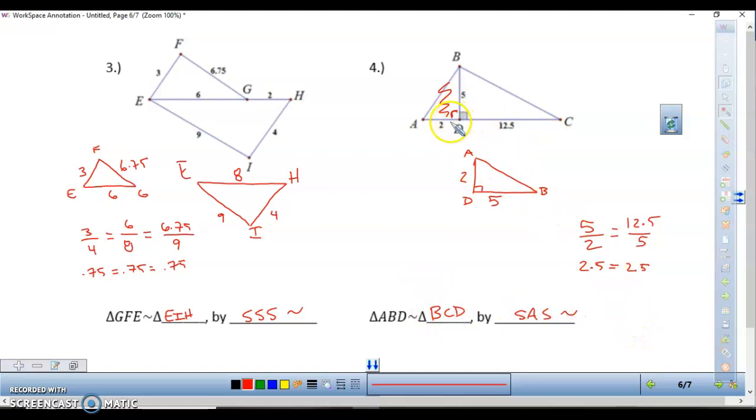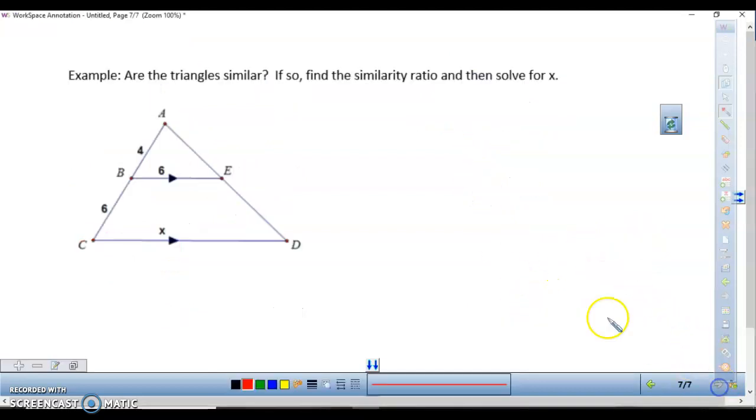So when the triangles are connected, sometimes it helps to draw them separately. And in this case, I drew them in the same orientation, with the small side being vertical and the big side being horizontal, and the angles in the same place. And then the last example, you guys, is using similarity to solve for a side length.